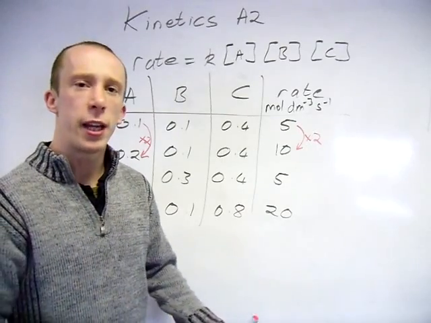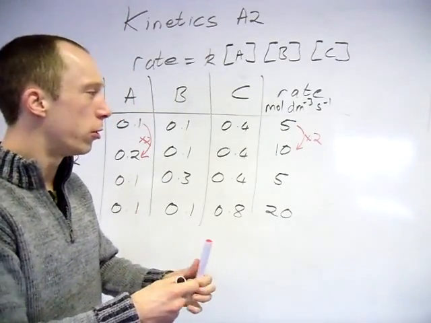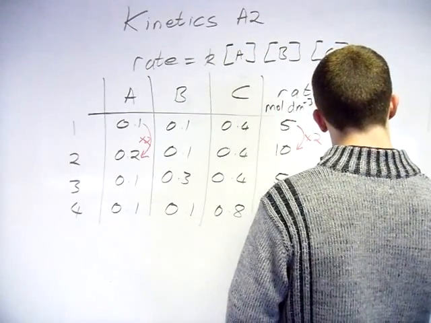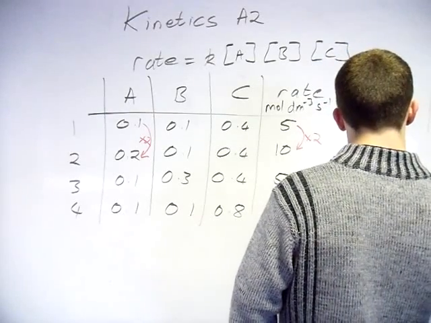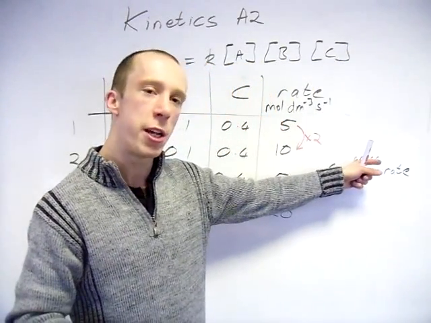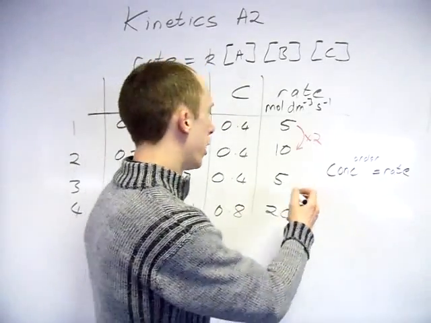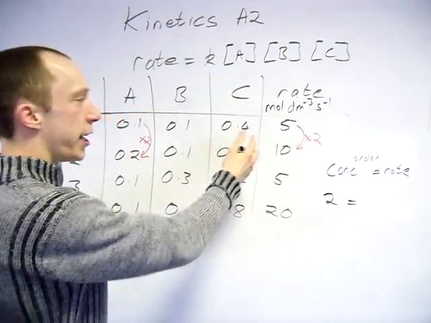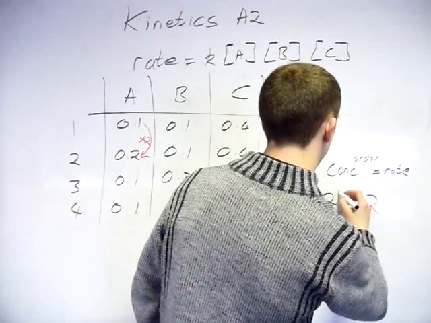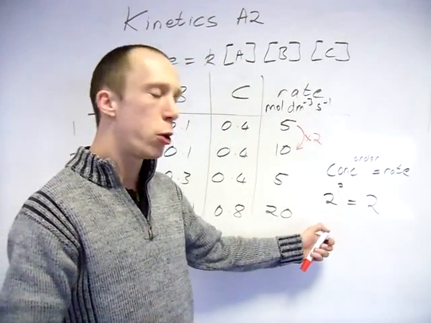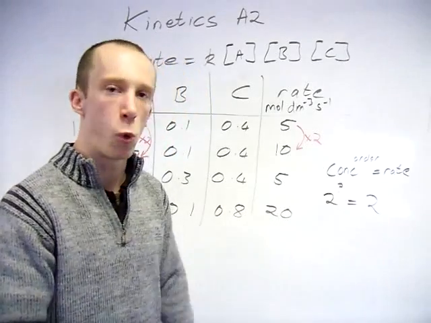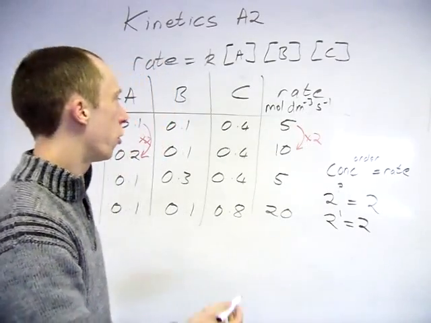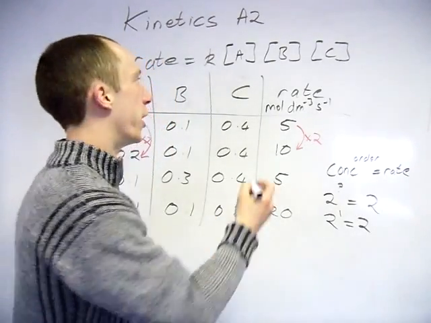Now, one little way that I like for showing people how to work this out is as follows. Concentration raised to the power of its order is what should happen to the rate. So the concentration went up 2 times. The rate went up 2 times. So it's, what do you need to raise 2 to the power of to equal 2? It's 1. So 2 to the power of 1 equals 2. So the order of A is first order.